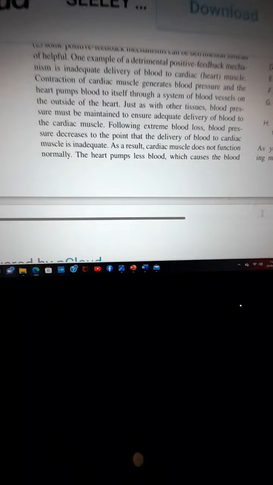Just as with other tissues, blood pressure must be maintained to ensure adequate delivery of blood to the cardiac muscle. Following extreme blood loss, blood pressure decreases to the point that the delivery of blood to cardiac muscle is inadequate. As a result, cardiac muscle does not function normally. The heart pumps less blood, which causes the blood.